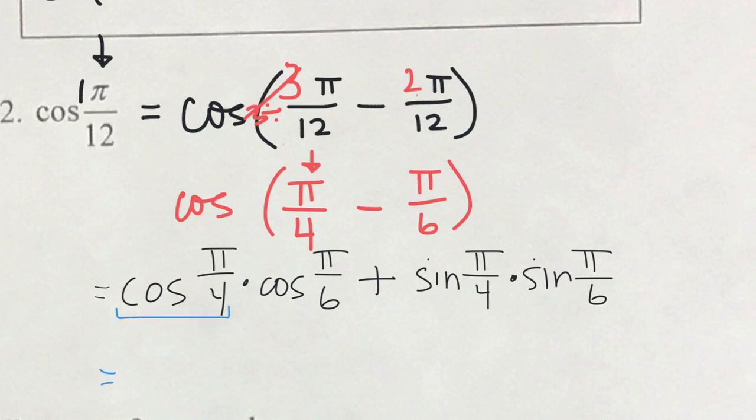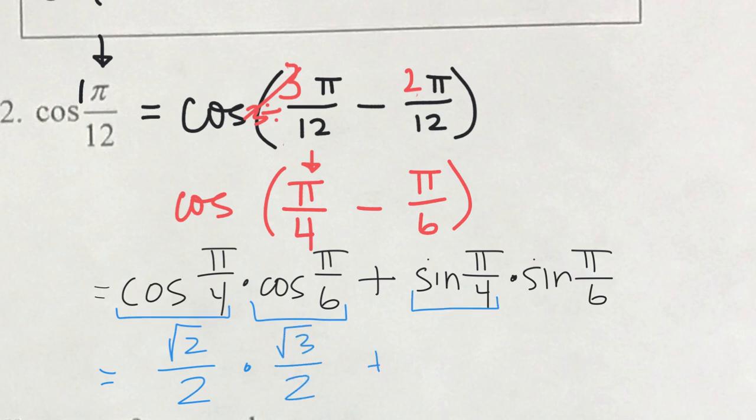The cosine of pi over 4 is root 2 over 2. The cosine at pi over 6 is root 3 over 2, plus the sine at pi over 4, root 2 over 2, times the sine at pi over 6, which is 1/2. Okay, so all of these values are coming from your unit circle. So if you don't have a unit circle handy, find one on the internet, look at it, or print it out so that you have it to look at. Because after this, the multiplication is pretty simple.